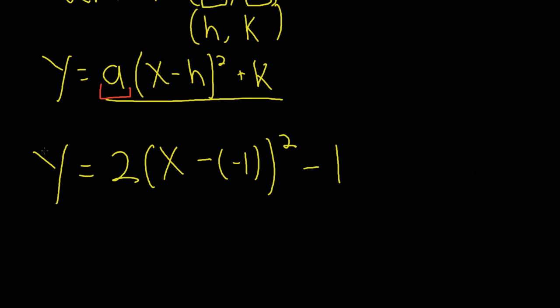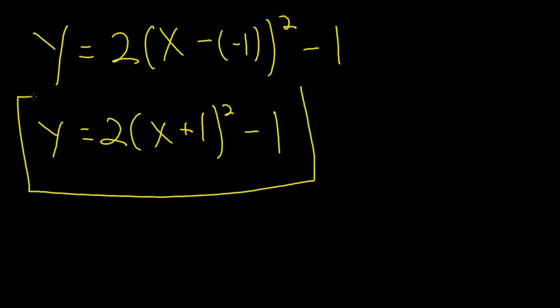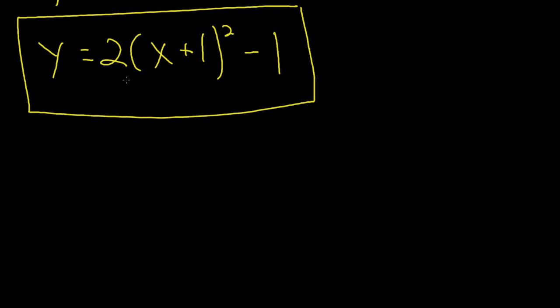And this can be simply rewritten like this. 2 times x, well, these two negatives will cancel out, so we get x plus 1 squared minus 1. And this is equivalent to my standard form equation that we started with. If you are unsure, you can just multiply this out and check your work.